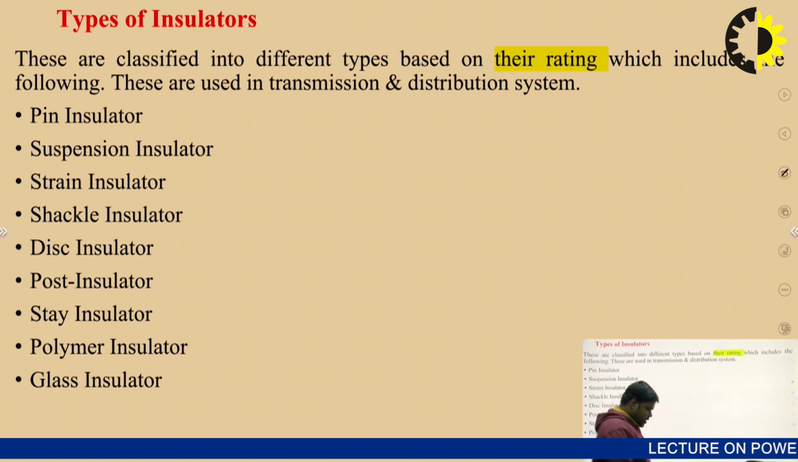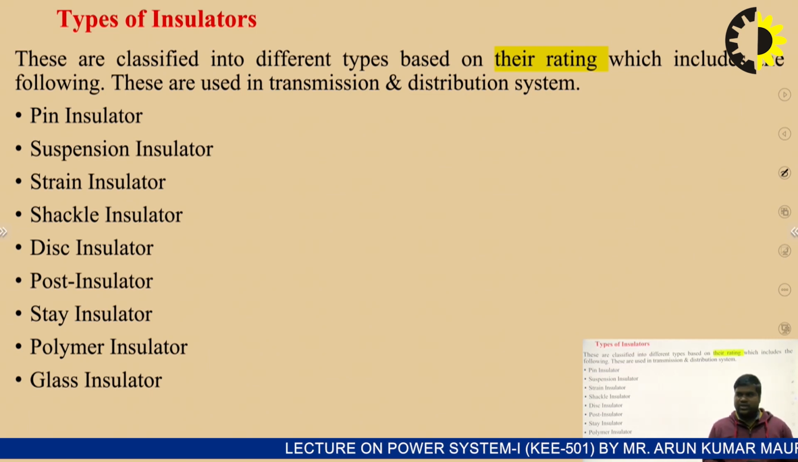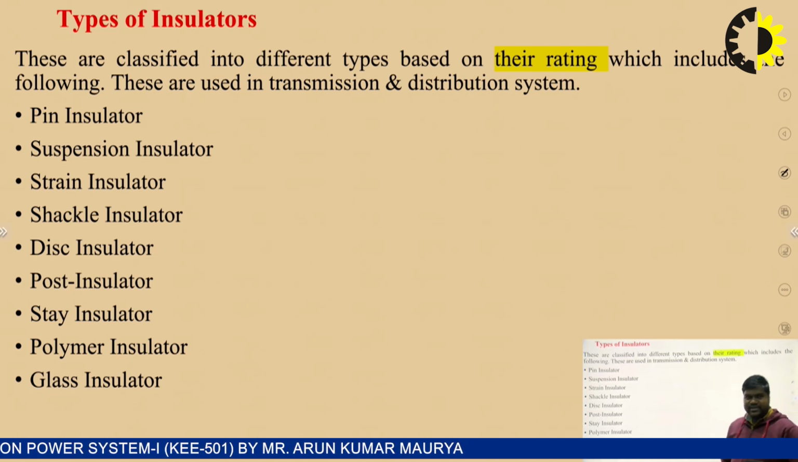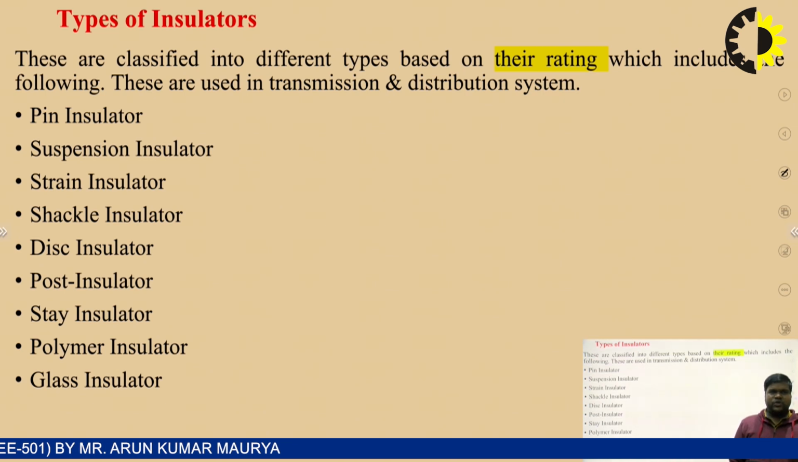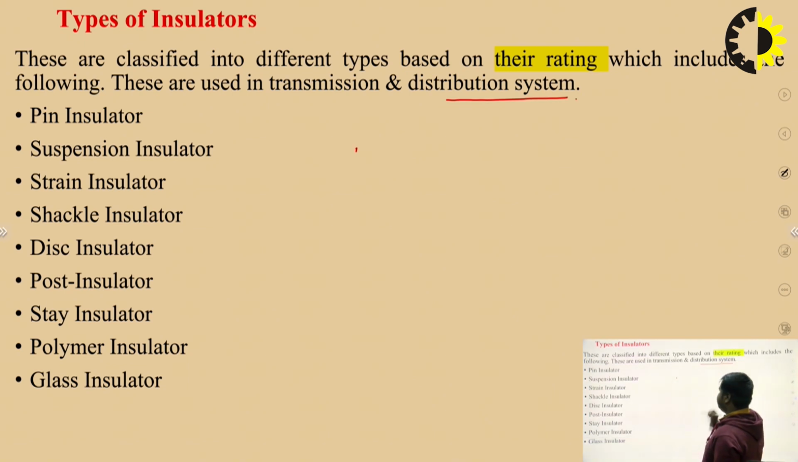In the next part we will see the different types of insulators. These are classified into different types based on their ratings, and they are used in the transmission and distribution system. There are several types of insulators: pin insulator, suspension insulator, strain insulator, shackle insulator, disc, post, and stay, polymer, and the glass insulator. These are the different types of insulators used.